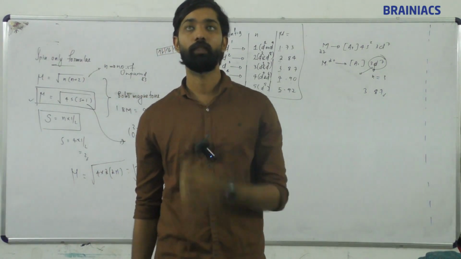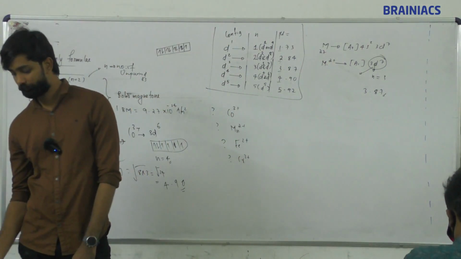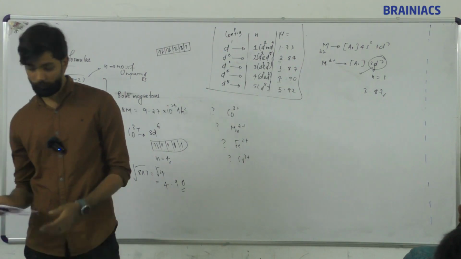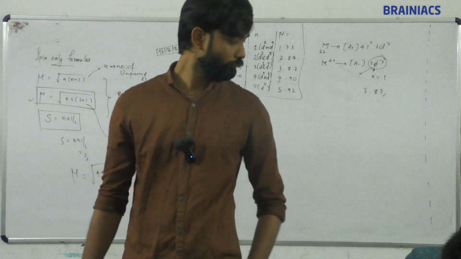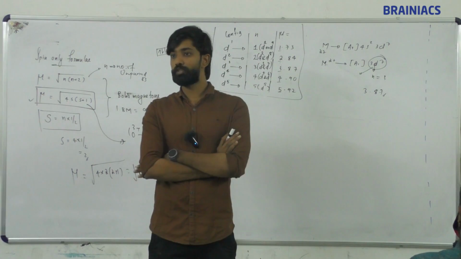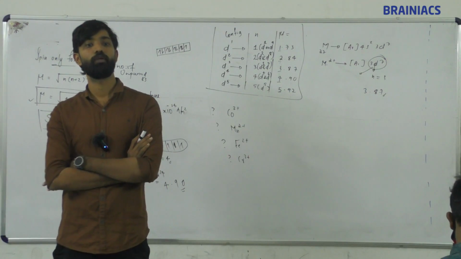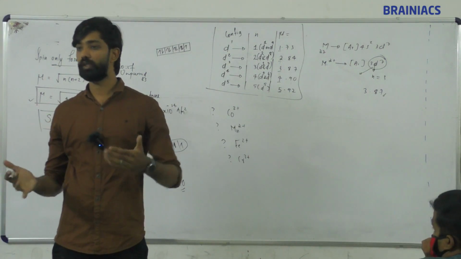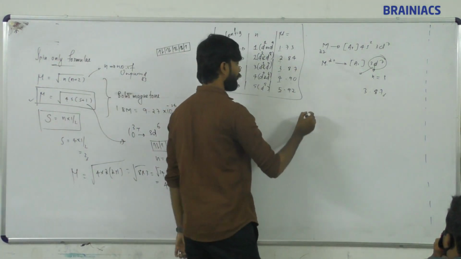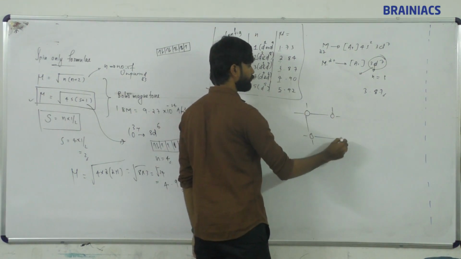catalytic property. Okay. We know that transition elements mainly act as catalysts, and it is due to their variable oxidation states. They can act as intermediates with the variable oxidation state. And you know the mechanism of catalysis.